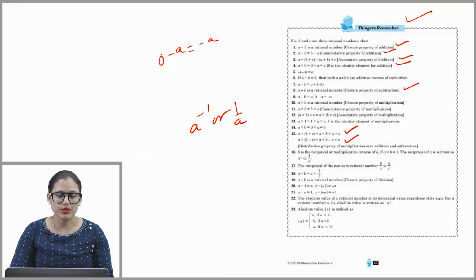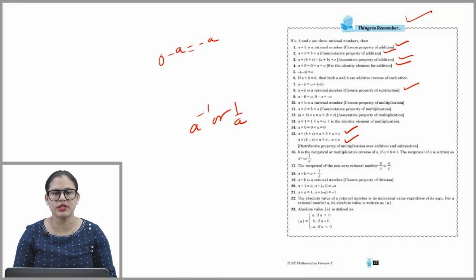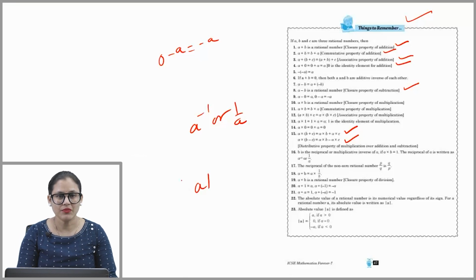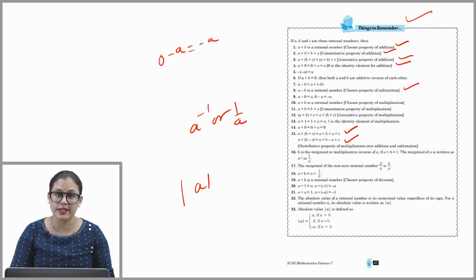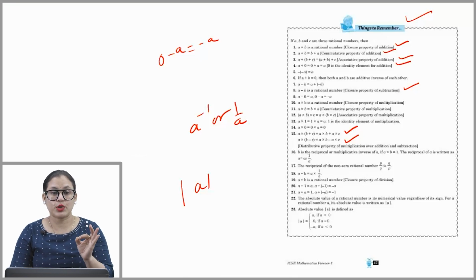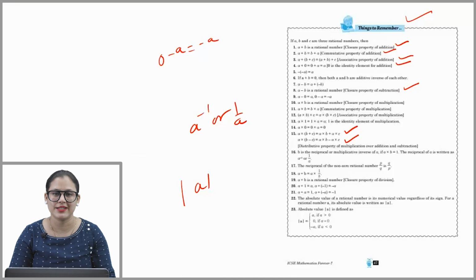22, the absolute value of a rational number is its numerical value regardless of its sign. For a rational number a, its absolute value is written as this. Okay. 23, absolute value of a is defined as: absolute value of a is a if a is greater than 0, absolute value of a is 0 if a is equal to 0, and absolute value of a is minus a if a is less than 0.